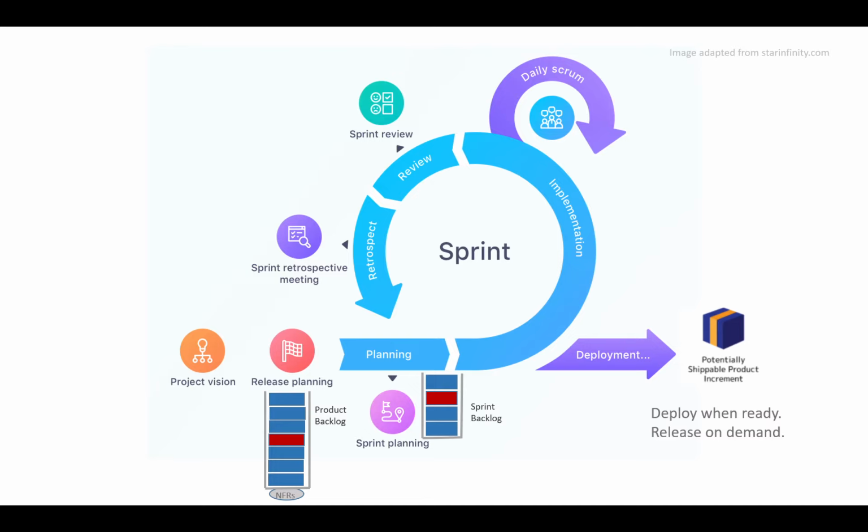And towards the end of the sprint, we have the review, where we demonstrate what we've done in the sprint. And then we have a sprint retrospective, where we look at how we can improve the way we work. And then finally, at the end of the sprint, we have this potentially shippable product increment, or indeed something which could be shipped in its entirety.